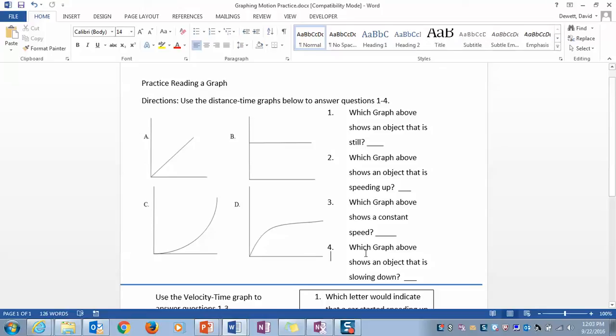So lastly, number 4, which graph shows an object that is slowing down? That would be letter D, because notice that it seemed to be going faster before, but now the line is starting to flatten. And the more the line flattens, it shows that it's slowing down. It's moving less distance as time passes.